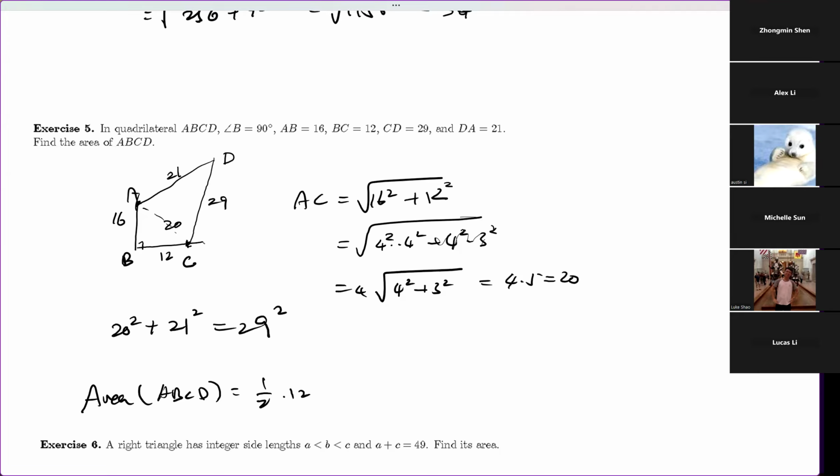plus the other one. That's 12 times 16, divided by 2, and then 21 times 20 divided by 2. The first you got 96 and the second 210. The sum is going to be 306. That's great, it looks correct. Maybe just one more problem, and we're done.